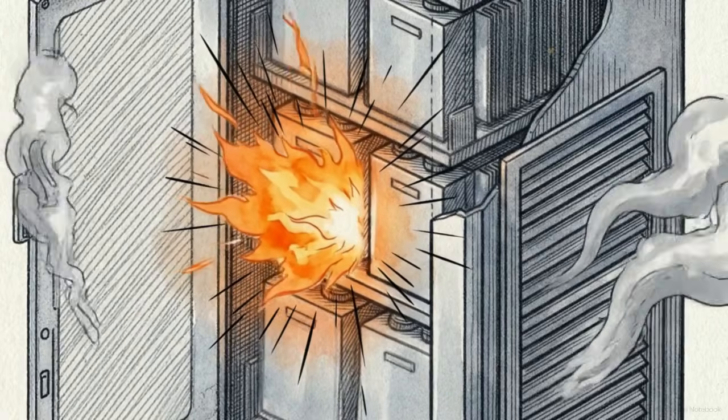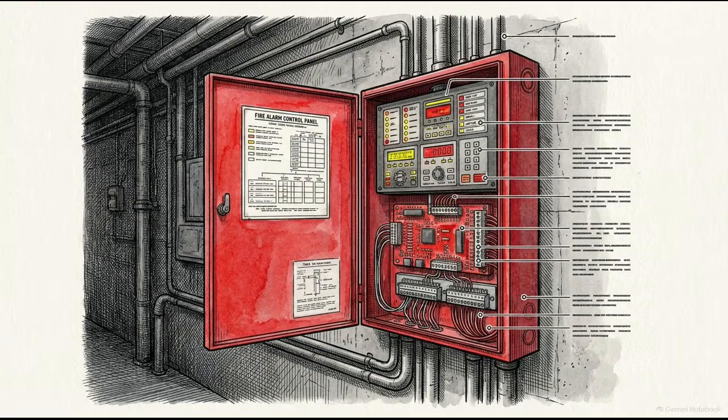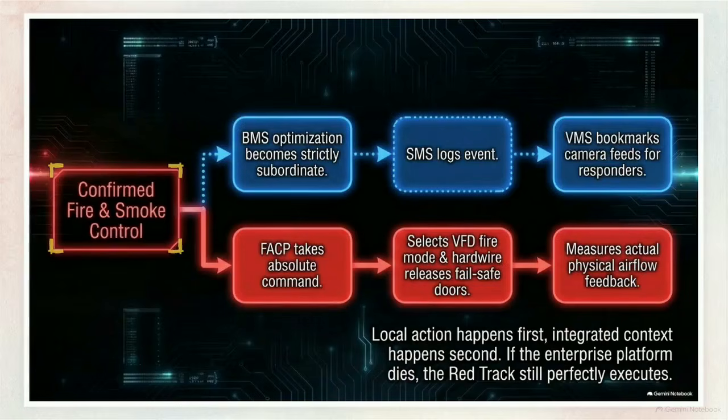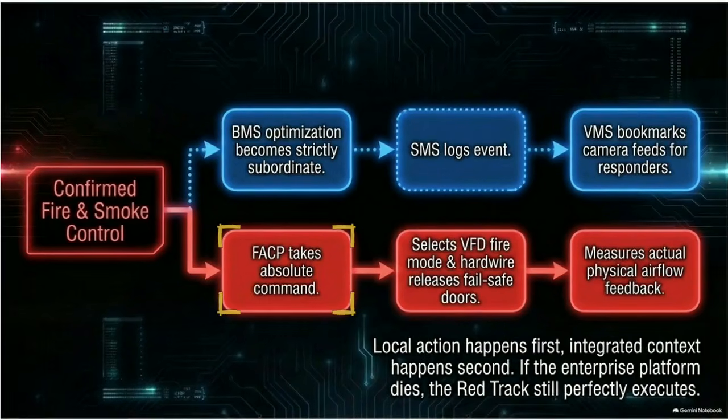Deep inside a server hall, an energy storage system thermal anomaly ignites. The physical sensors instantly trigger cross-zone logic at the local panel. The local panel initiates mitigation before the enterprise dashboard is even aware a fire exists.